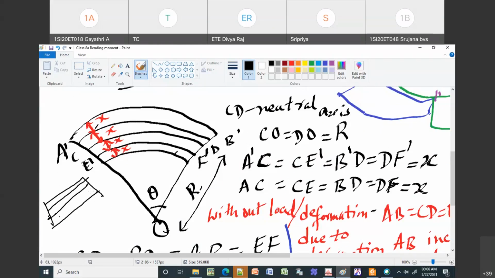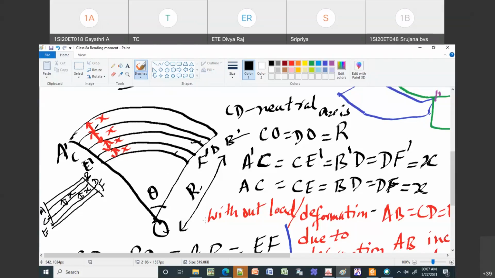The distance between AB and CD is what we represent as X. X is the distance between each of the axes or layers. EF is the next layer. Any of these layers are at a constant distance of X. These are the assumptions, and theta is the angle made by this arc, A dash B dash or CD, with respect to the center of the circle. So this is the initial assumption of the derivation.